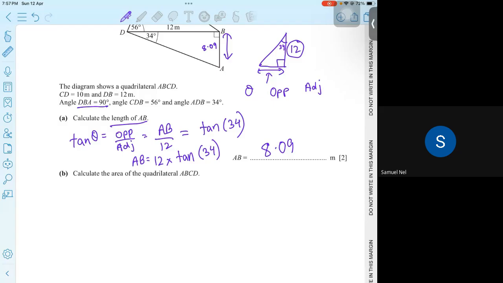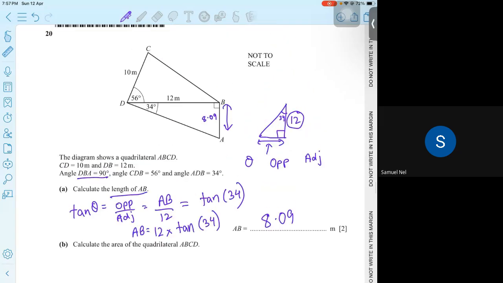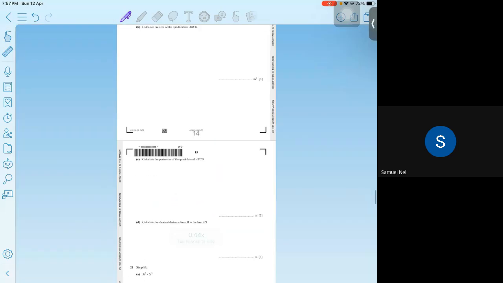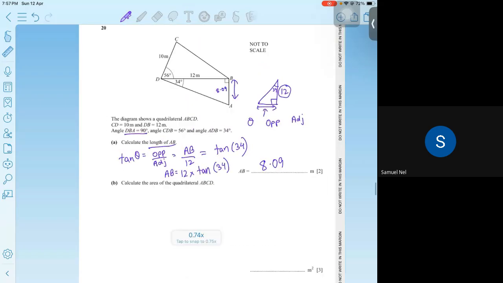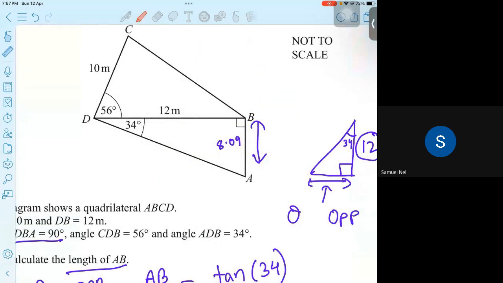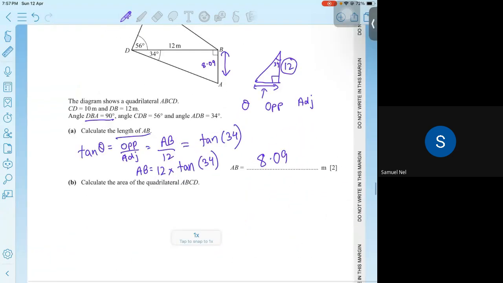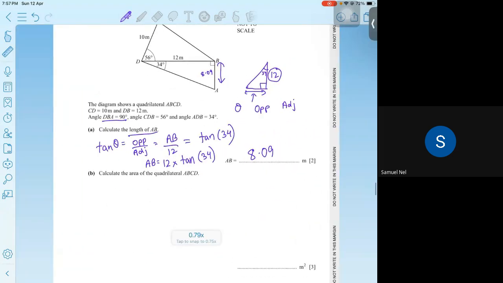Calculate the area of the quadrilateral ABCD. Now, the problem with area is this ABCD is not necessarily, wait, let's just see. Okay, so this ABCD is not a regular shape. It is a quadrilateral with two different triangles, right? So in order to find the area of a triangle, we know two formulas, right? Formula one is the one that we've used since childhood. It's half base height. And the second formula is half AB sine C.